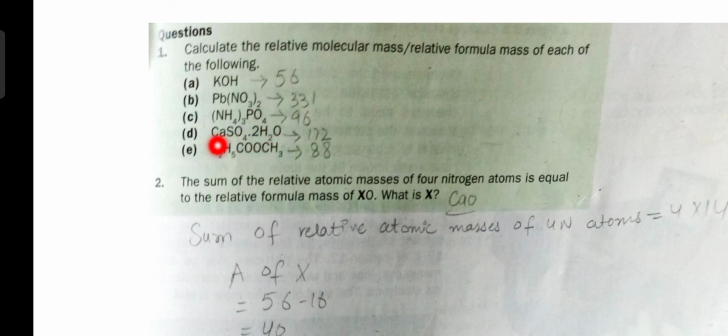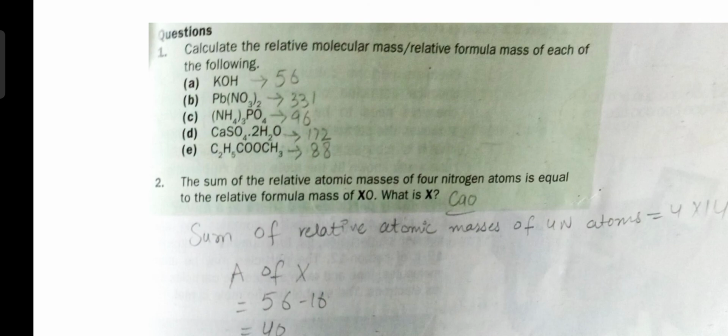Dot 2H2O is showing that this is a hydrated compound. Calcium, sulfur, oxygen, hydrogen and oxygen. C2H5COOCH3. It has elements carbon, hydrogen, oxygen and hydrogen and carbon again.